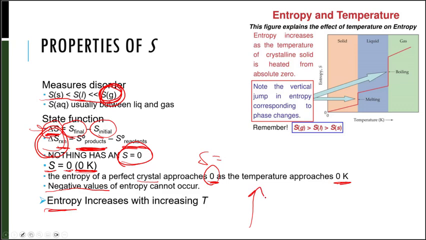Think as temperature increases, particles start moving faster. And as particles start moving faster, the disorder increases. We can see here that as the temperature increases, my entropy also increases. It increases here as a solid and then shoots up during the phase change as it melts, and then shoots up during a phase change again, and then as a gas.